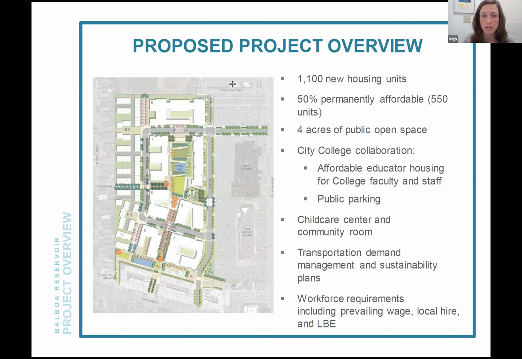This is really a summary, and this is a slide we've shown in the past, but this is really a summary of the key community benefits that the project is providing. Of the 1,100 new housing units, 50% will be affordable, 4 acres of open space, collaboration with City College on educator housing and public parking, a childcare center and community room, transportation demand management and sustainability plans, and workforce requirements.